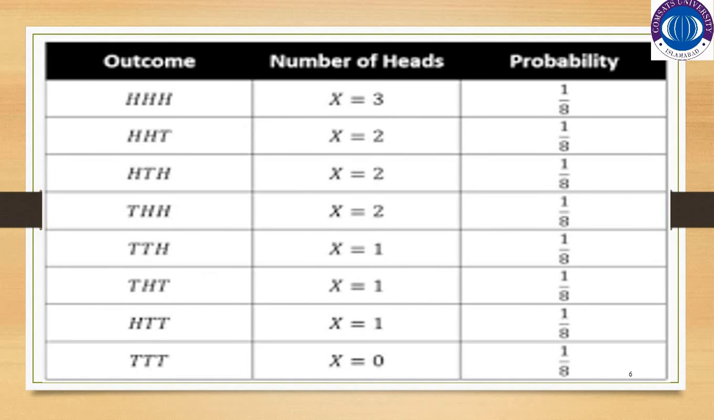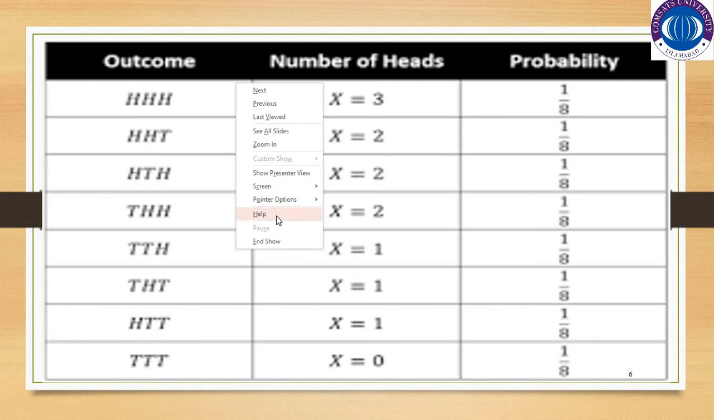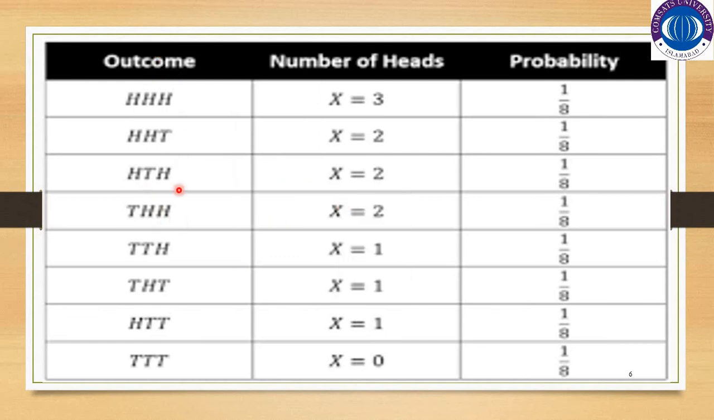Now, what we can see from here, these are the outcomes when 3 coins are tossed together. These are 8 possible outcomes, right? Now, number of heads. X is equal to 3. There are 3 heads. X is equal to 2. 2 heads, as we have explained in the previous slide. X is equal to 2. X is equal to 2. X is equal to 1. It means there is only one head.